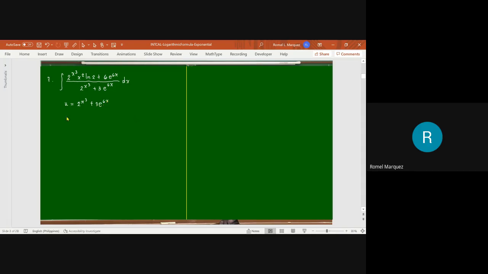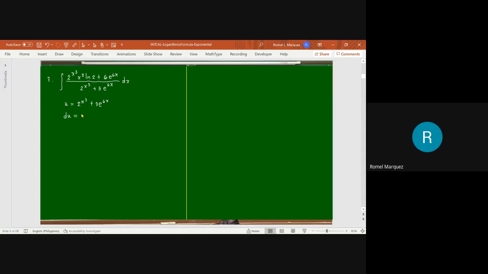What is du, guys? What's the derivative? Actually, you can be reminded of the derivative of u because it's almost provided in the given. All you have to do is verify. Look at the numerator: there is 2 to the x cubed, x squared, ln 2. So the derivative of 2 to the x cubed has something to do with the first term here. What's the derivative of 2 to the x cubed?